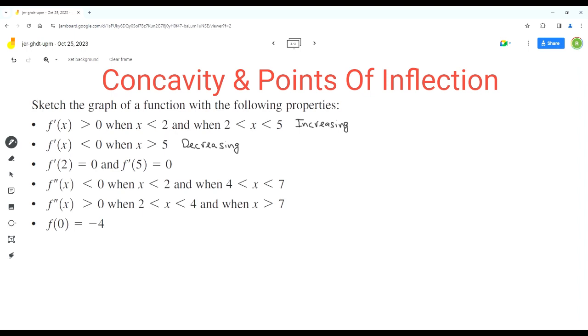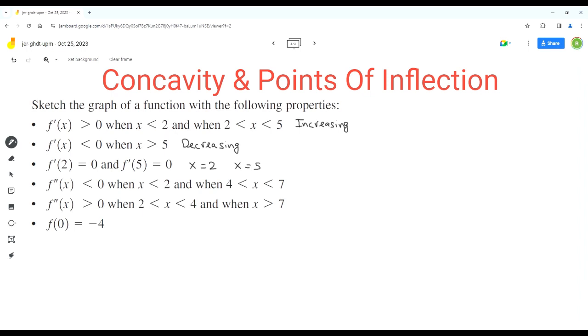Next, we are given that the derivative of f at 2 is equal to 0 and the derivative of f at 5 is equal to 0. So that means there are two critical points in this function. The first one is x equals 2 and the other one is x equals 5. At these two x values, the slope of the tangent is equal to 0. So the tangent is horizontal.